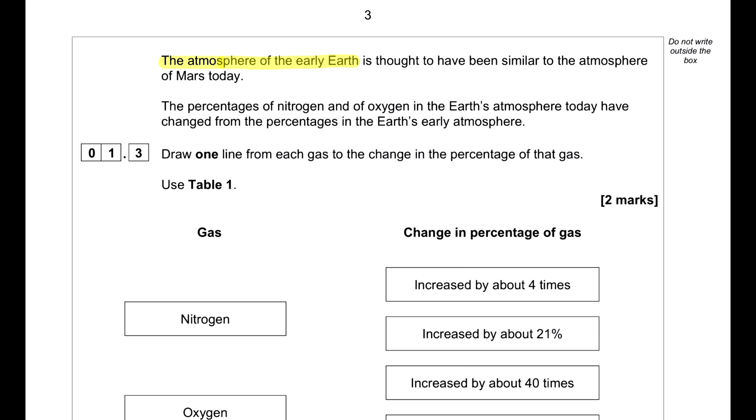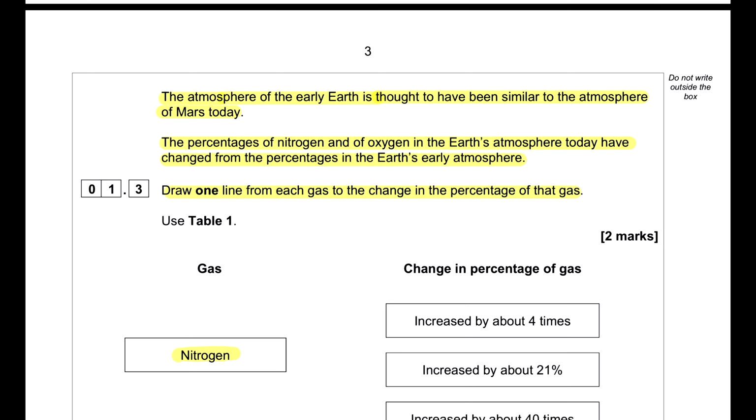The atmosphere of the early Earth is thought to have been similar to the atmosphere of Mars today. The percentages of nitrogen and of oxygen in the Earth's atmosphere today have changed from the percentage in the Earth's early atmosphere. Draw one line from each gas to the change in the percentage of that gas.